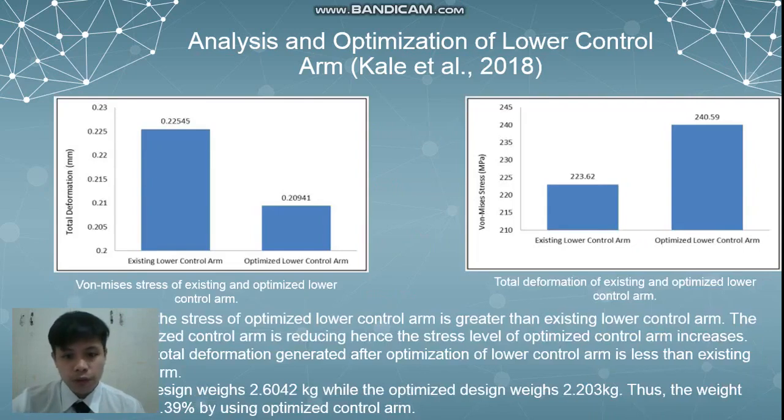These are the results for von Mises stress and total deformation in this study. In the first picture, it is seen that the stress of the optimized design is greater compared to the existing design. In the second picture, it is seen that the total deformation for the optimized design of the lower control arm is less than the existing design. And based on the results, the design is safe since the values are within the permissible limits.